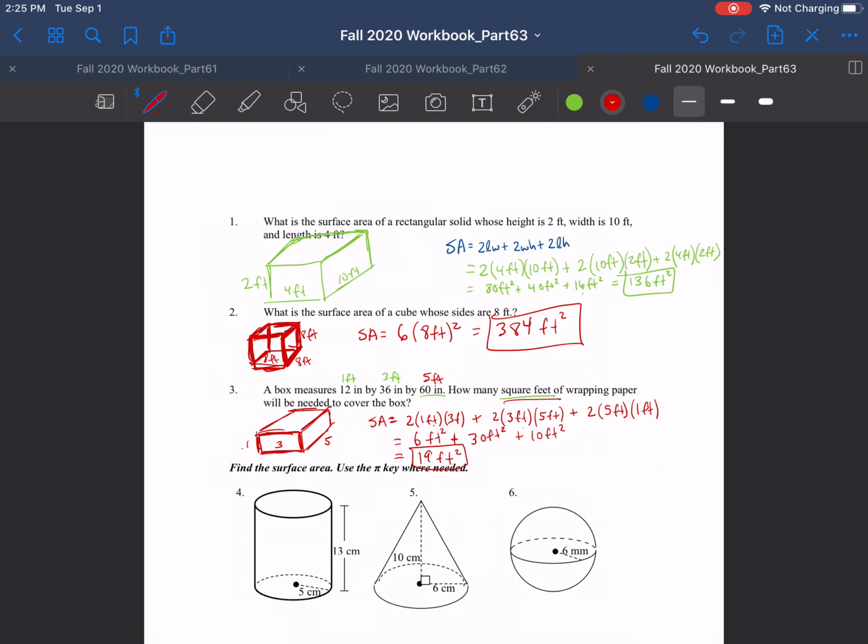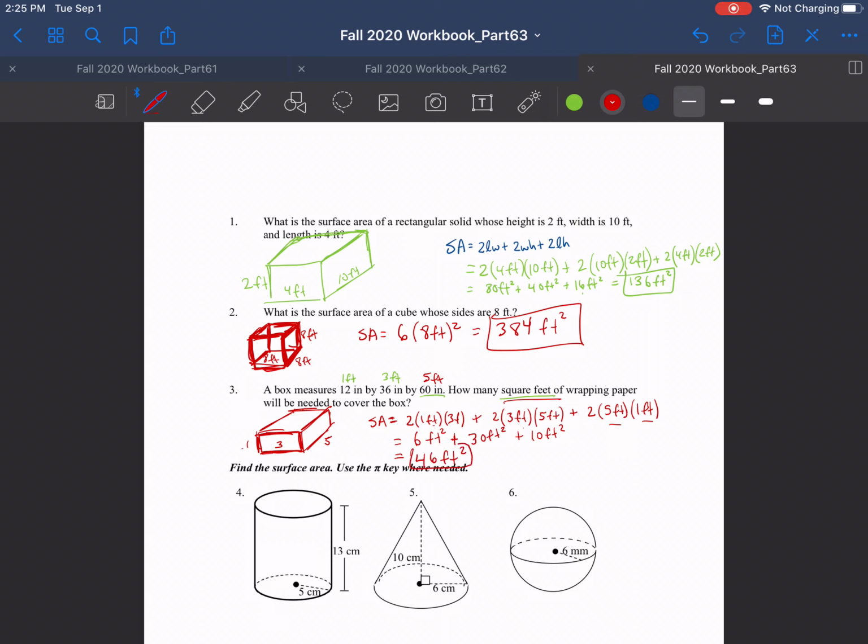I did this one earlier, and I think I did get that 46. So what did I do wrong here? 5 times 1 is 5, plus 2 is 10. 2 times 3 is 6, that's 30. Oh, well, because I added 3, not 30. Oops. This is 6 plus 30 plus 10. 6 plus 30 is 36, plus 10 is 46 feet squared.